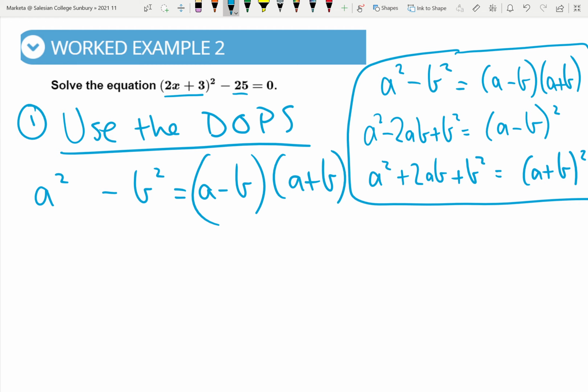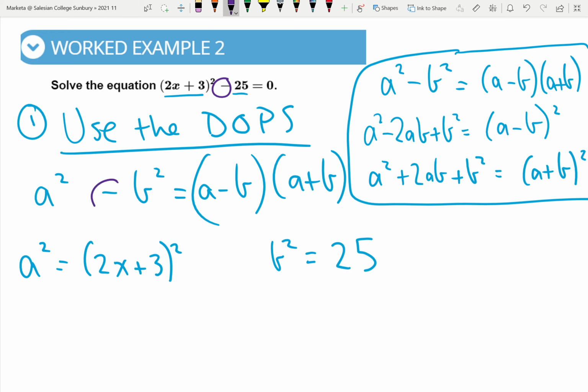If we identify a squared, it's 2x plus 3 squared. If we identify b squared, it's 25. Notice that this negative is not part of the 25. The negative is part of the identity. It's already there. We're just identifying a squared and b squared at this stage. So then a must equal 2x plus 3, and b must equal the square root of 25, so 5.